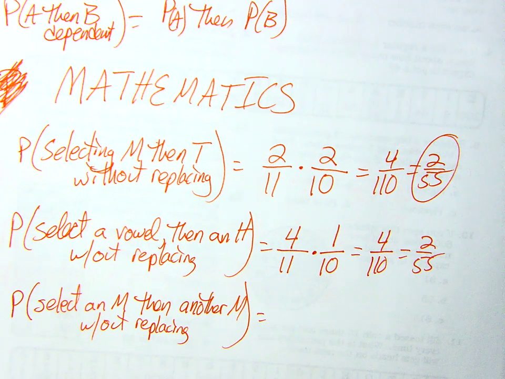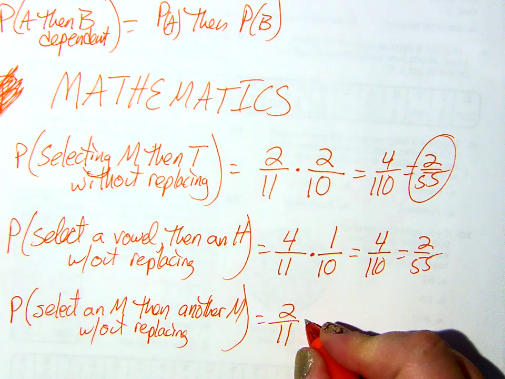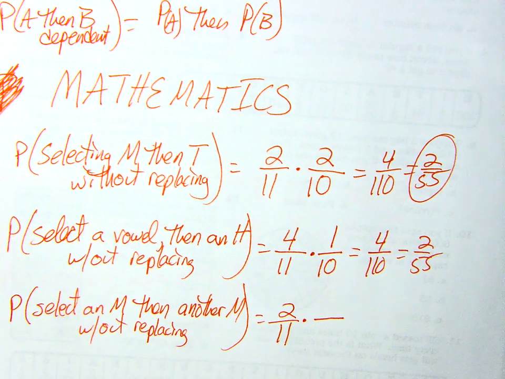Let's see. Okay. Imagine this. I have mathematics on the cards. I'm going to pick one. What's the probability I'm going to select an M that first time? 2 out of 11. Can we all agree there? 2 out of 11? But remember what just happened. I just picked out an M. I have it in my hand.